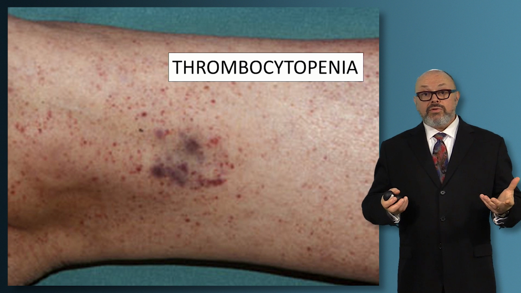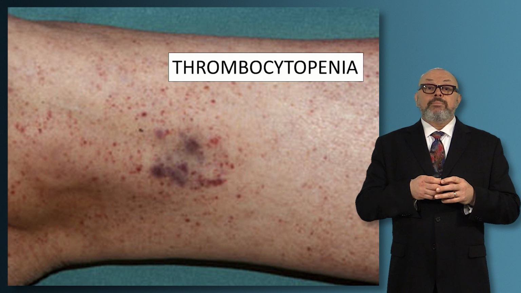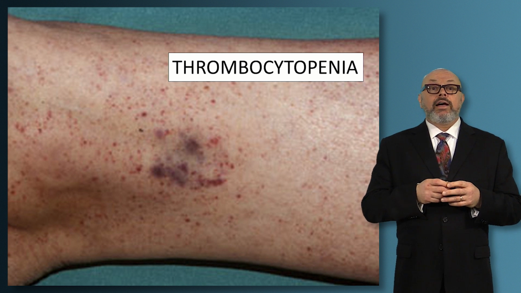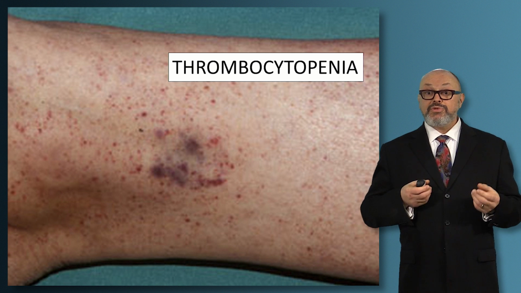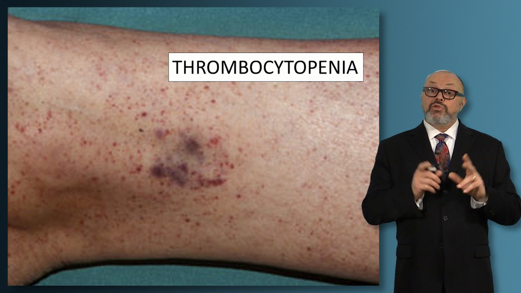Platelets plug holes. When platelets are in short supply, we call it thrombocytopenia. And patients with thrombocytopenia tend to bleed. On examination, you may find various types of bruises. This photograph of someone's ankle shows two types of bruises.